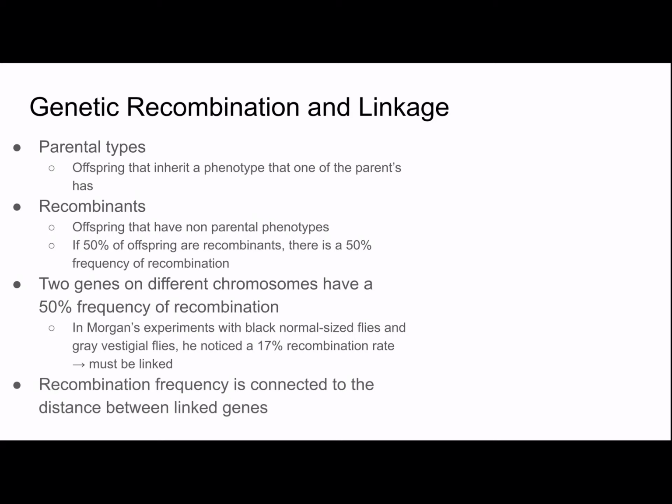Recombination frequency is connected to the distance between linked genes. Because if you think about it, if the two genes are very far apart on the same chromosome, even though they're on the same chromosome, they're probably not likely to be inherited together. So the closer they are together, the lower percent of recombination, because it's very likely that they will be inherited together.